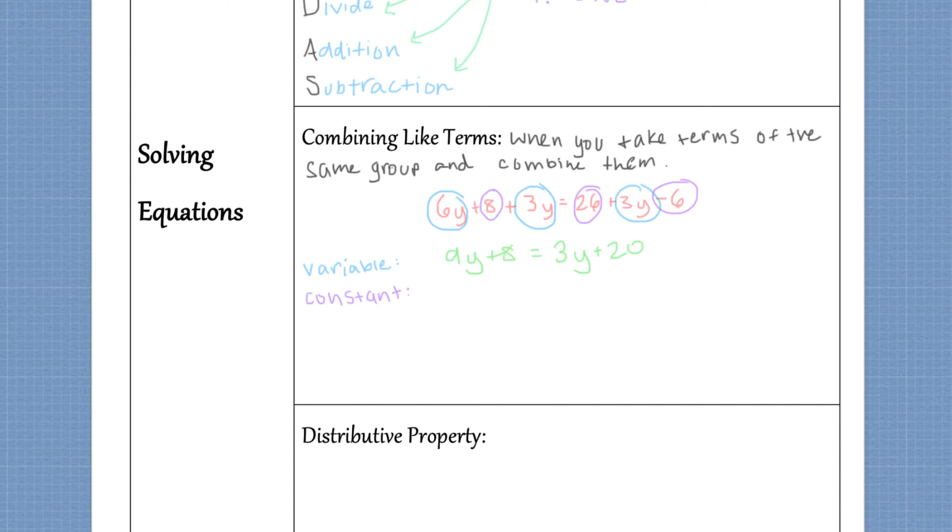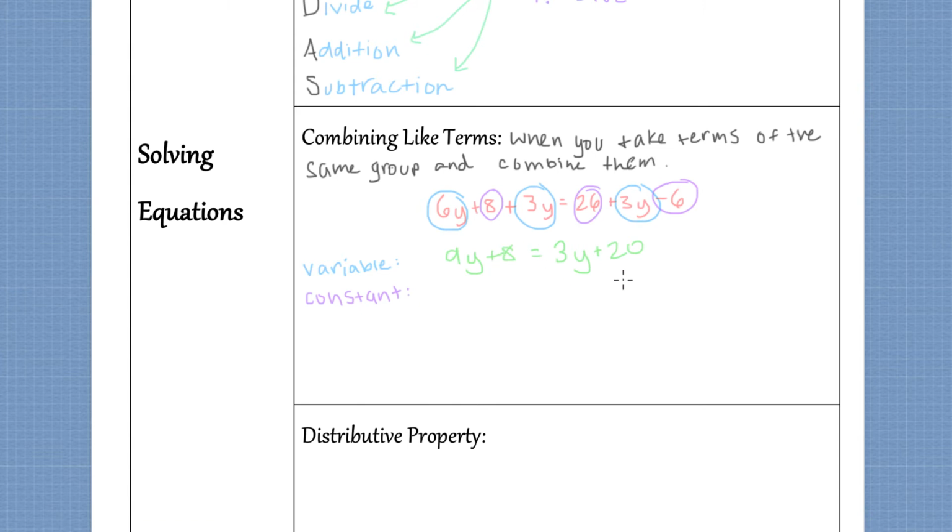Now up there, when we had our list of how to solve things, after combining like terms came isolate the variable onto one side. And so to isolate the variable onto one side, you're going to use what we like to call inverse operations. And so this is when you want to move something from one side of the equation to the other side to combine the terms together.